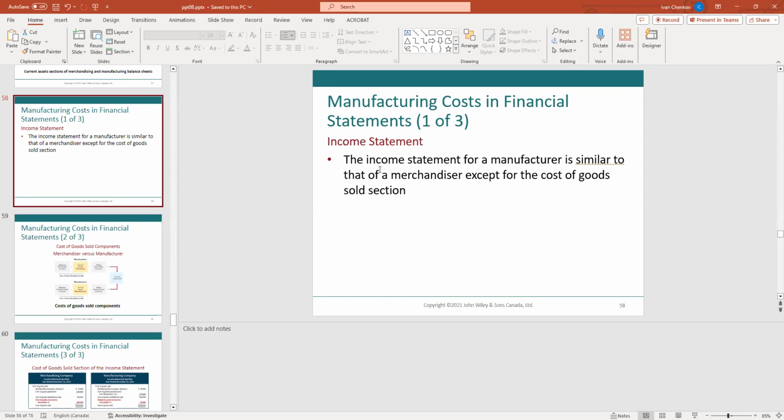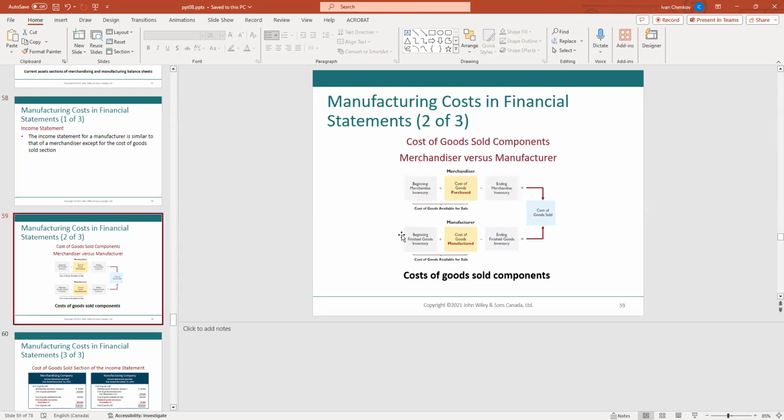On the income statement, we saw the balance sheet. Now let's see the income statement. In the income statement, we have to find the cost of goods sold. That's what we're chasing. For a merchandising company, it will be easy. We're going to have our inventory. We're going to add the purchases that we made during the period. We're going to deduct the ending balance, and we're going to get the cost of goods sold.